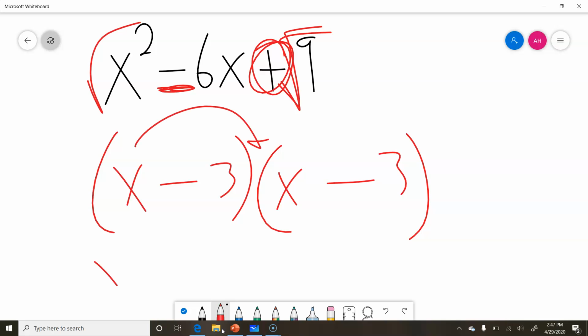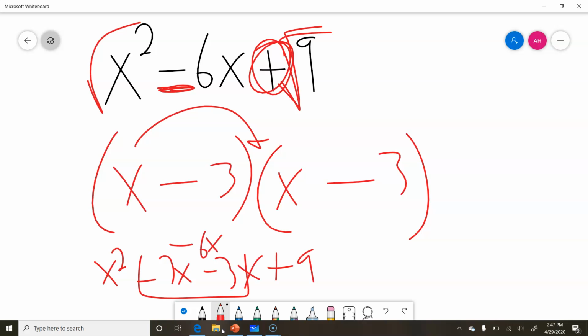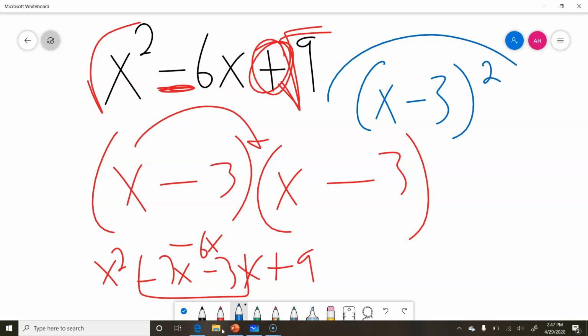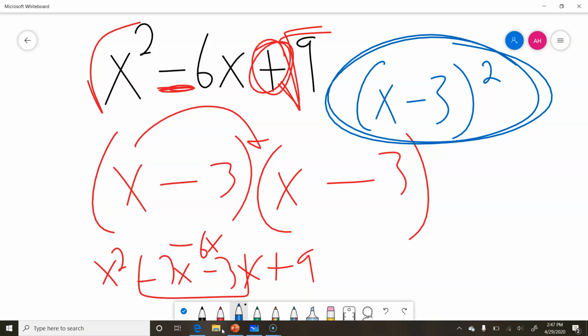X times x, x squared, minus 3x, minus 3x, plus 9. I combine these guys, and we have minus 6x, so boom. I know it worked. My answer, x minus 3 squared. Okay, I know that was faster, but I know that those of you who have done this many times, we've taken 2 days on most of these lessons, so this should all be review.